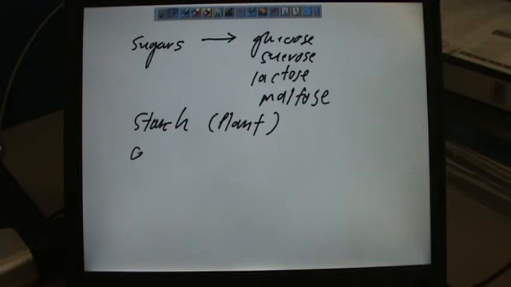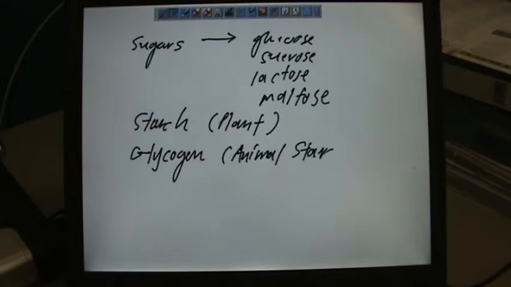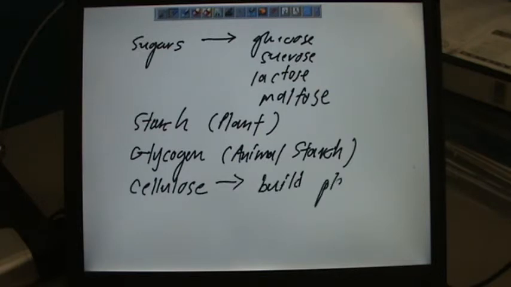And we have glycogen. This glycogen is sometimes commonly called animal starch as well. Animal starch is stored in animal cells. This one is stored in plant cells. And then we have cellulose. Cellulose is the substance that builds the plant wall. Okay, it builds the plant's wall.